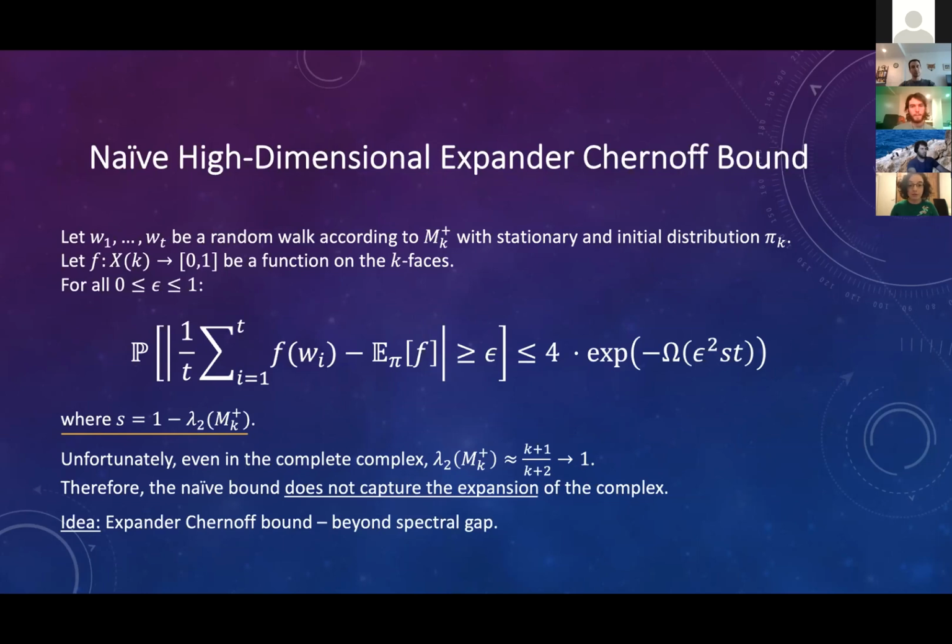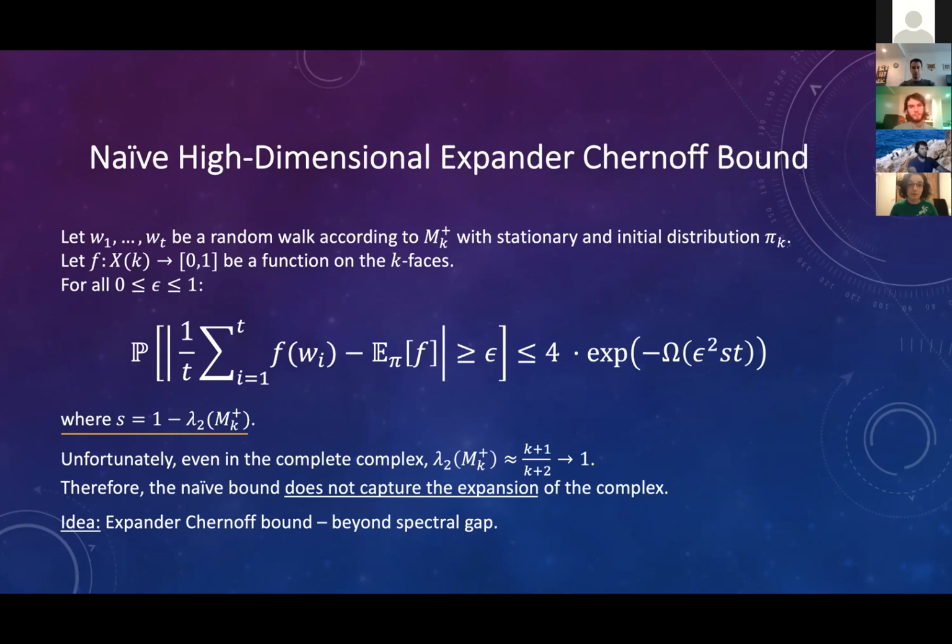However, lambda 2 of M_k^+ is approximately (k+1)/(k+2), which approaches 1 as k increases. It means that even when the complex is a very good expander, this bound is still bad because s is close to 0. This is why it's called the naive high-dimensional expander Chernoff bound, because it doesn't capture the expansion of the complex. And the reason behind this, as we mentioned earlier, is that in high-dimensional expanders there are obstructions, and they make some of the eigenvalues of M_k^+ large.